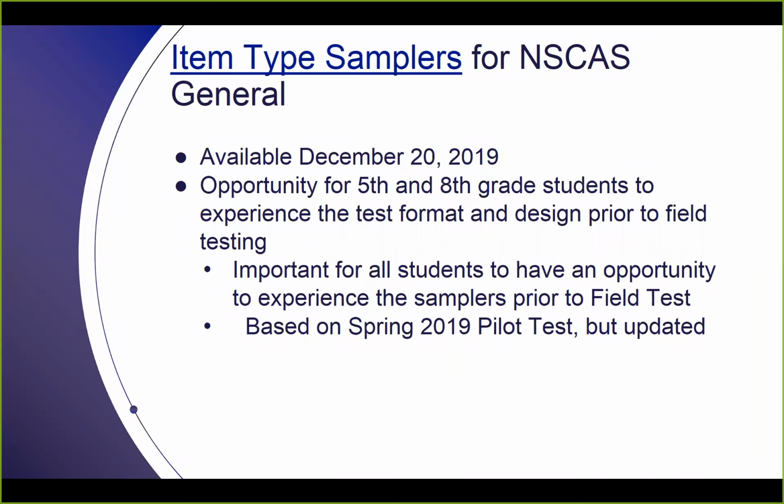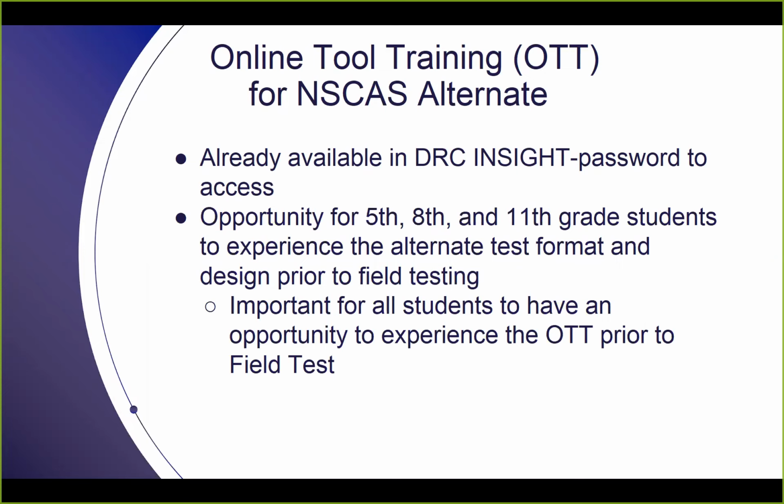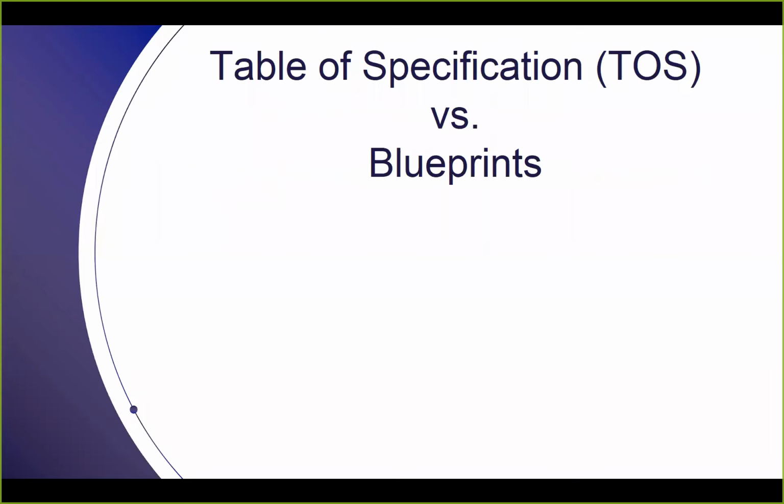For NSCAS alternate, we have online tools training, or OTTs. Those are available in DRC Insight right now, password access, so you can ask your district assessment contact or your building assessment contact if you need those. They can be printed or the online format, but it's an opportunity for all alternate students in 5th, 8th, and 11th grade to experience that alternate test format. Once again, important for all students to have some access to that, experience it before we get to the field test.